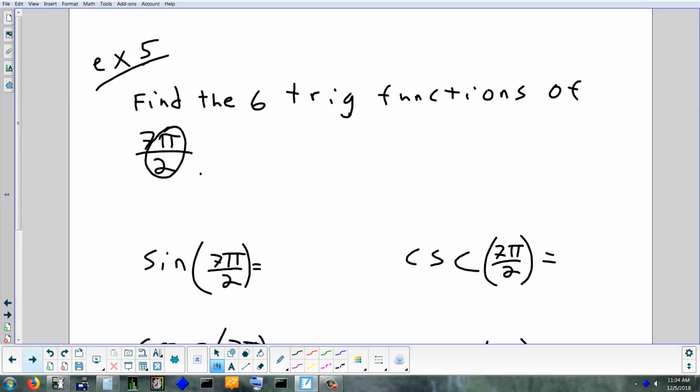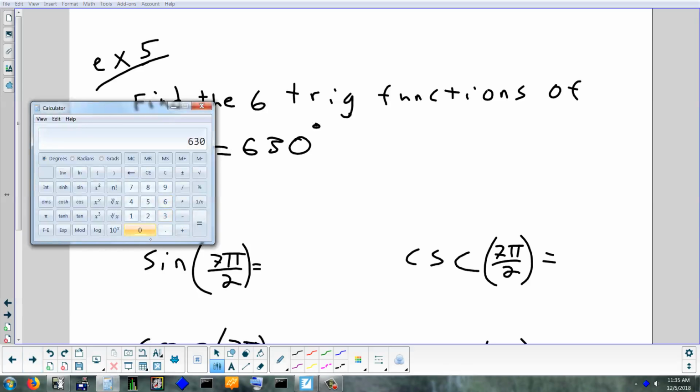Does anyone remember what pi over 2 is? Pi is 180, so this is 90, but it's 90 times 7. What's 9 times 7? 63. And this is 630 because it's 90 with a 0 times 7. Now, that's what it is in degrees, but I don't really like that angle. What do you think I don't like about that? It's above 360, so there's something you can subtract from it to find something that's coterminal. Subtract 360. I get 270.